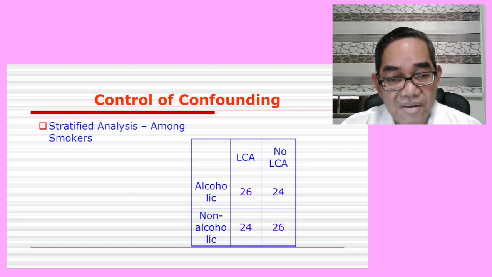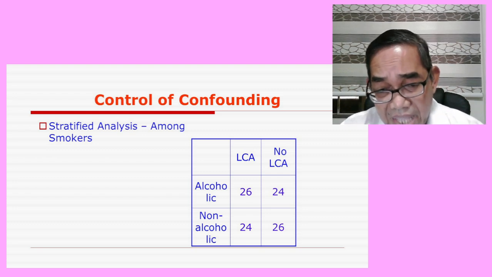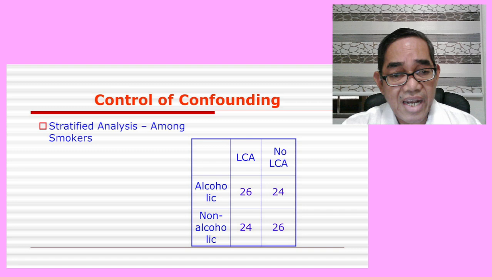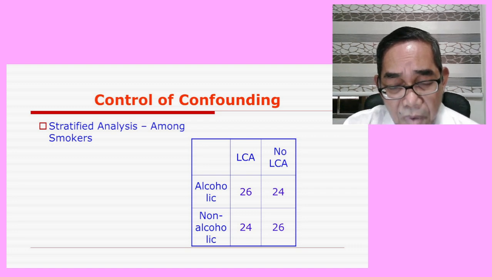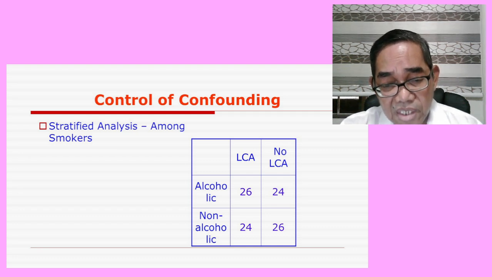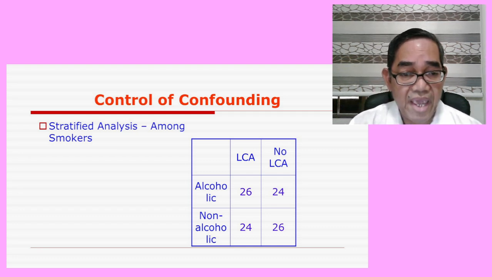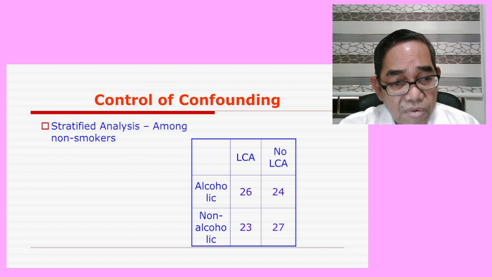Only among the smokers. We remove the non-smokers. In the analysis, you stratify the analysis among the smokers. Okay, so you will note now the difference in the proportion of lung cancer among the alcoholics and the non-alcoholics has been reduced. Okay, and then we do another stratified analysis among the non-smokers.